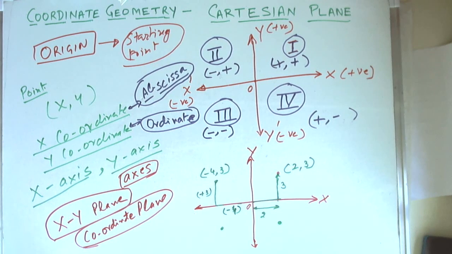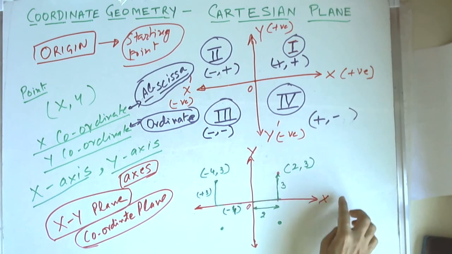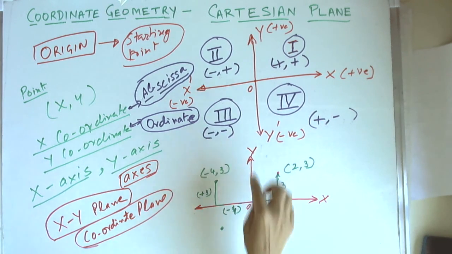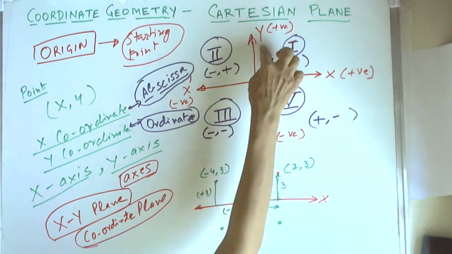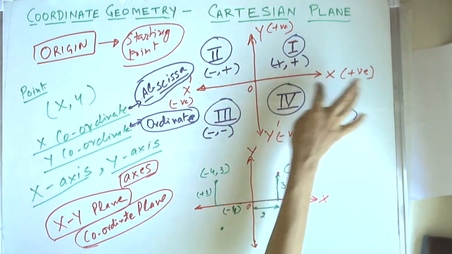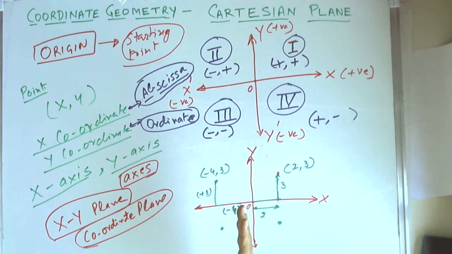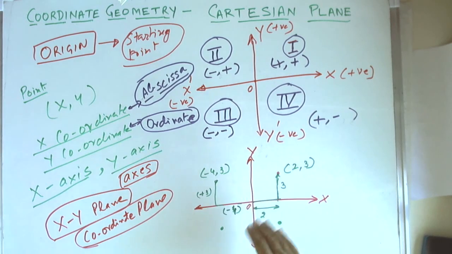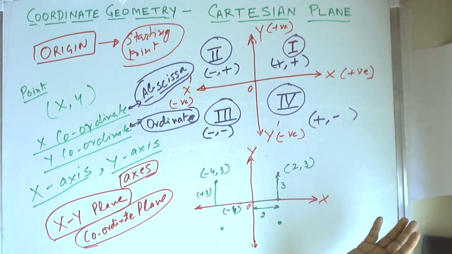Origin is always the intersecting point where these two number lines are cutting. One is the horizontal and the other one is the vertical. Vertical is represented by y and y dash, and horizontal by x and x dash. And by convention, the left hand side is negative, right hand side is positive, and then the upper side is positive and the down side is negative. So remember that. Thank you.